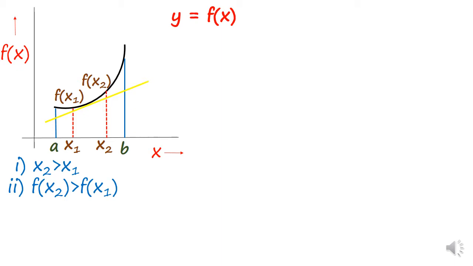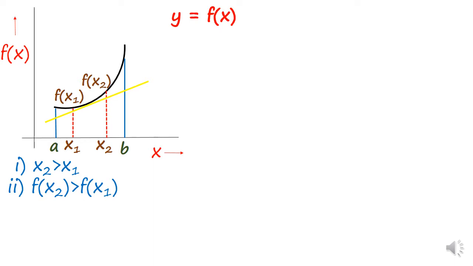Now from our previous lecture regarding tangent and normal, you will remember that the slope of the tangent at a particular point on the curve is given by the derivative of the curve. That is, if y = f(x) is the equation of a curve, then the slope of the tangent is the derivative of the curve. That means f'(x) becomes the slope of the tangent.